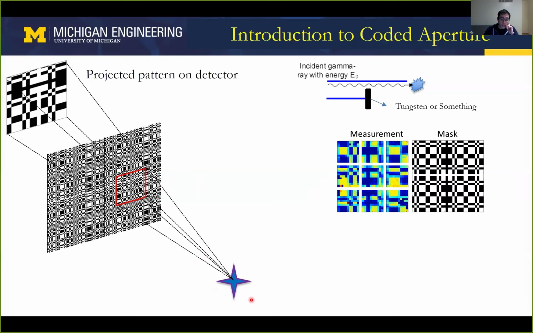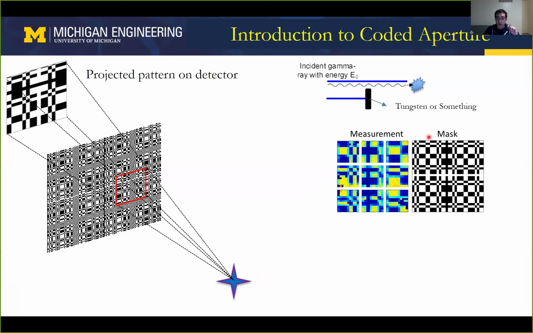So imagine the source right here. This is the mask, the coded mask. So imagine this coded mask made out of something that's attenuating, right? The gamma can go through the holes, but it will be attenuated by the coded mask in front. The projection is projected then onto the detector, which is recording whatever projection is on the detector. So yeah, this is a flashlight, you're projecting the light, and this is some shadow that you're recording. This is the measurement, and the mask is in front of it. This is what you would measure.